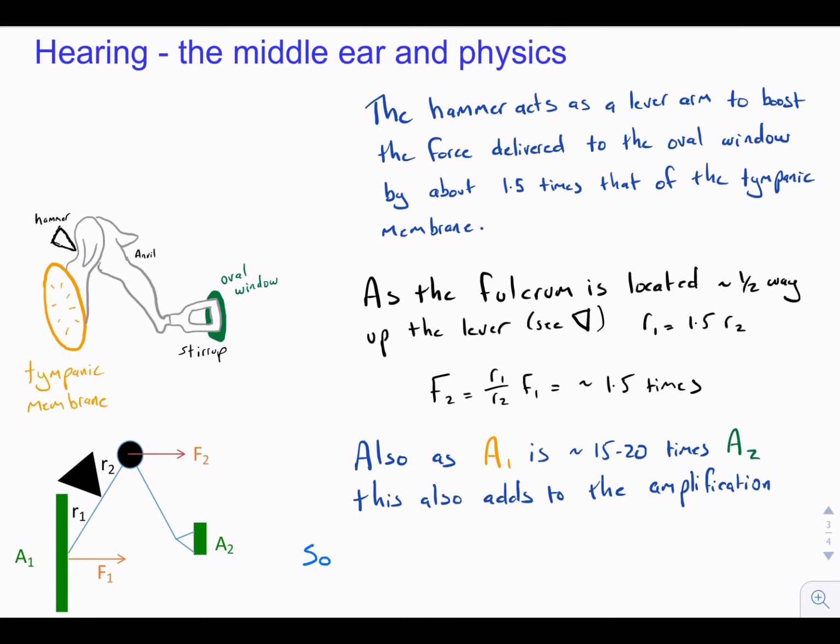And in fact, what we can do is multiply these 2 together. So the ear provides 1.5 times the amplification from the mechanical lever system and 20 times from the change in the areas of the 2 membranes. So if we multiply this, we get about 30 times amplification. So the middle ear is a very effective amplifier. Indeed, there is no impedance loss in this system, as you would expect if we had a wave directly travelling from an air medium to a liquid medium.